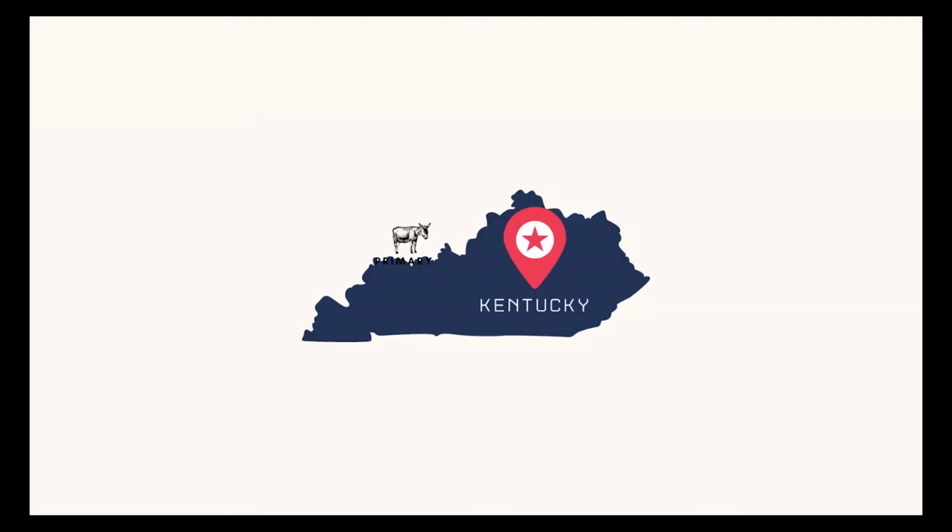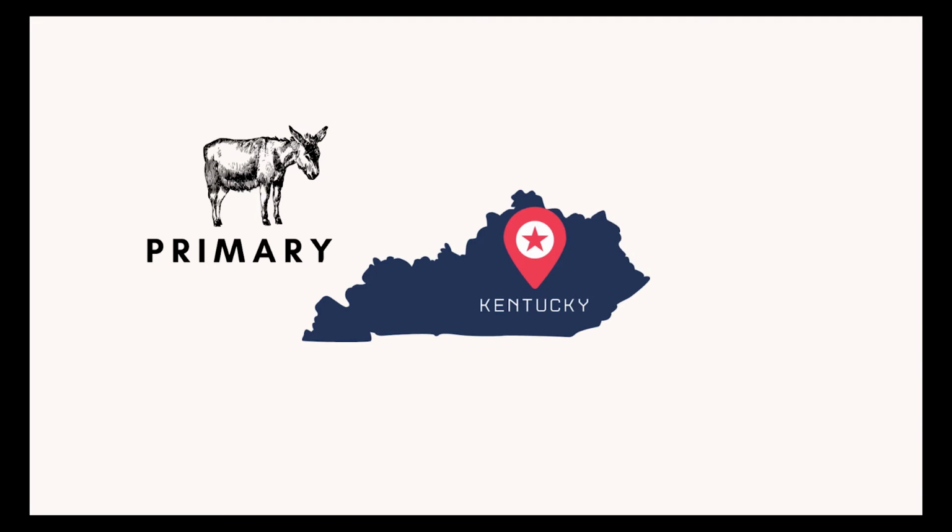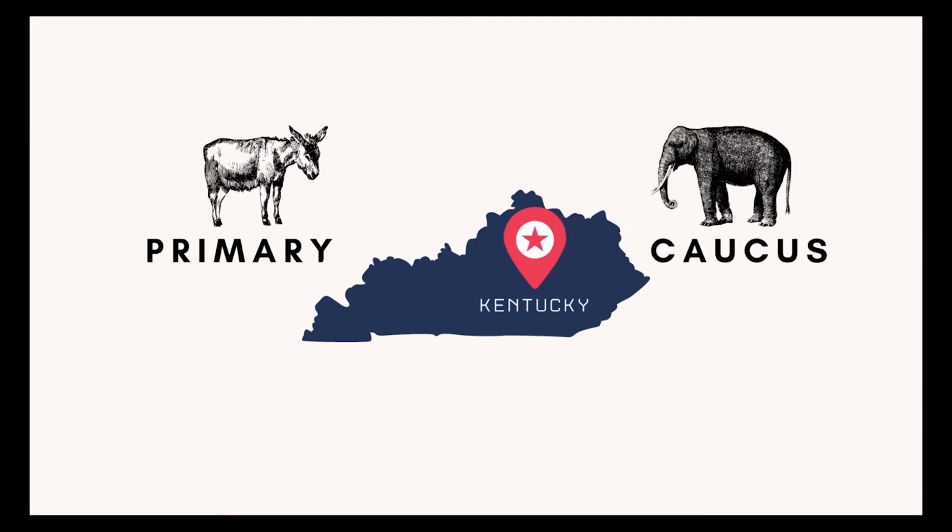It is important to note that not all states will have both party caucuses. For example, Kentucky has a Democratic primary but a Republican caucus. The caucus process differs between the Republican and the Democratic Party.